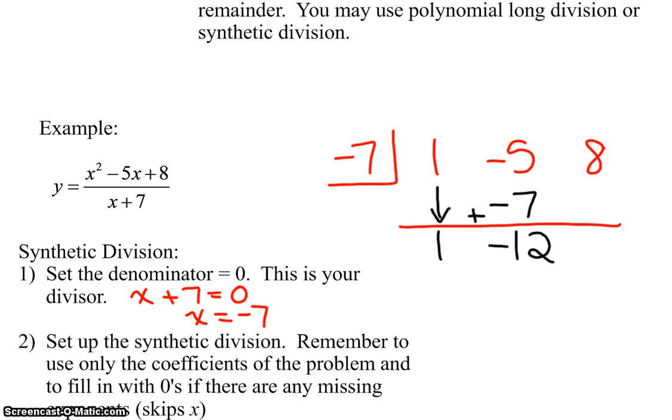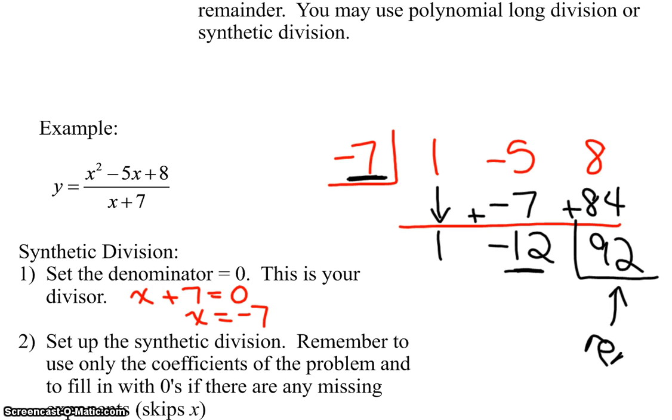The next thing we would do is multiply again. So we always start with the number on the outside. So we're going to multiply the negative 7 times the negative 12. And when you do that, you get a positive 84. And then you add down, and we get 92. The number at the end is the remainder. We ignore the remainder for a slant asymptote.